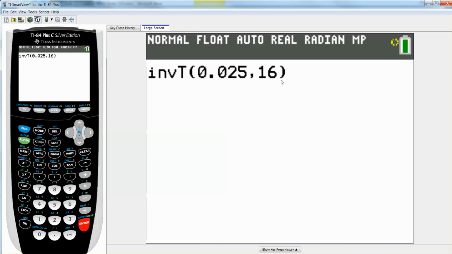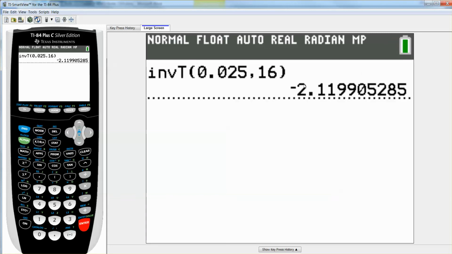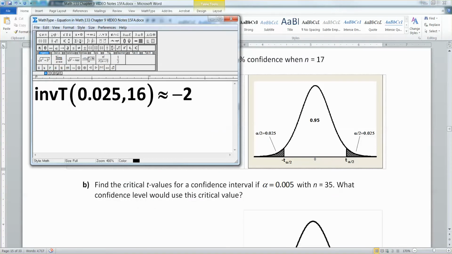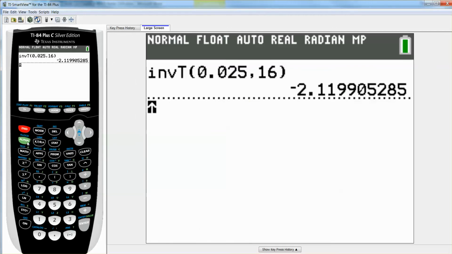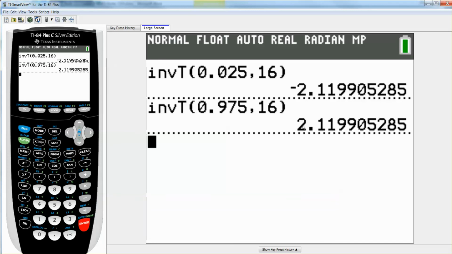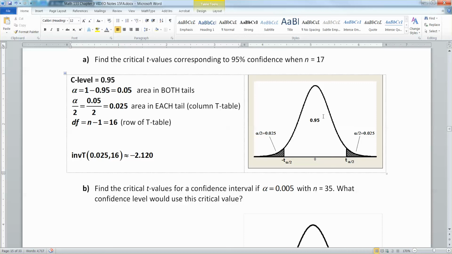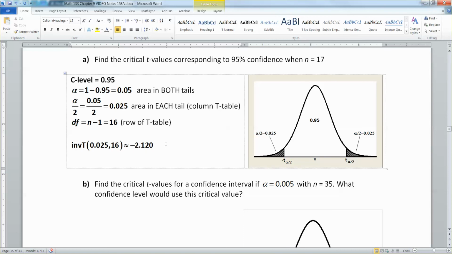Because I put 0.025, it actually found the one on the left. It finds the negative 2.120, because the 99 would round up. So it found the one on the left. Now, if you wanted to find the one on the right, you could do the same thing: inverse t, but instead of 0.025, for the one on the right you use 0.975. Enter. There it is, it's the same number. The 0.975 happens because 0.95 and 0.025 add up to 0.975. But you don't have to do it twice. They're the same number, so it doesn't really matter which one you find.